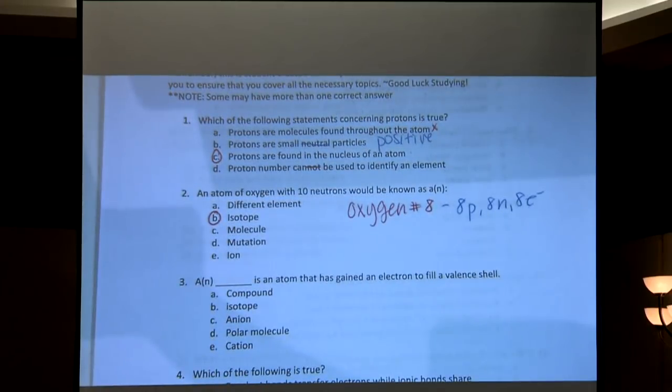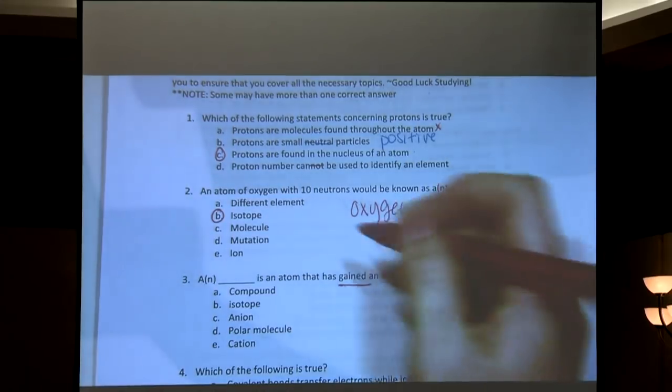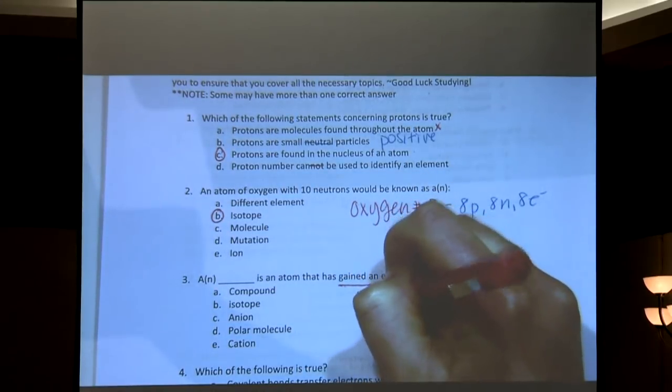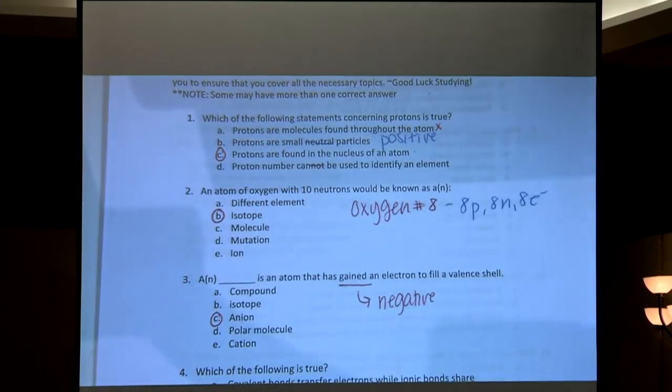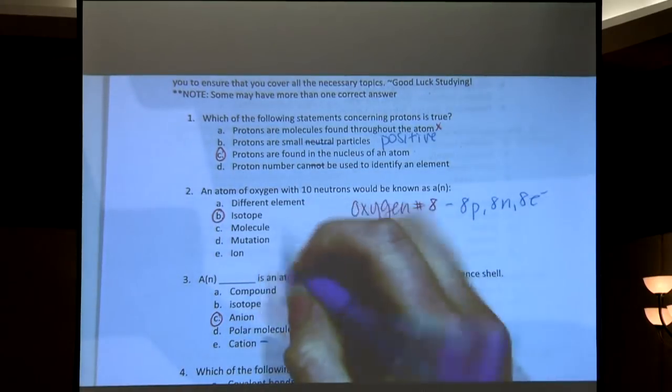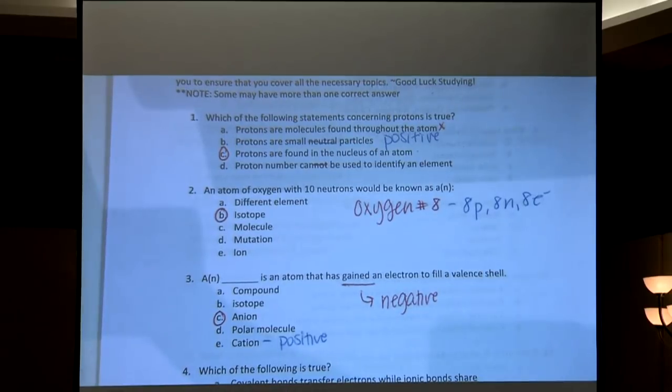Number 3, a blank is an atom that has gained an electron to fill a valence shell. If we're gaining an electron, do we become more or less negative? We're becoming more negative. In that case, we should think of that as an anion, or a negative ion, whereas our answer E would be if it were positive.